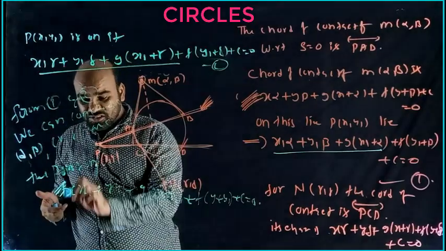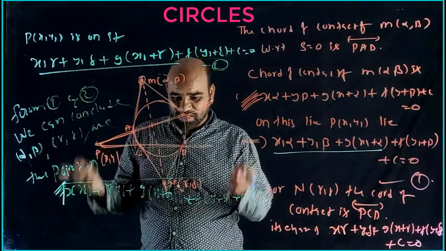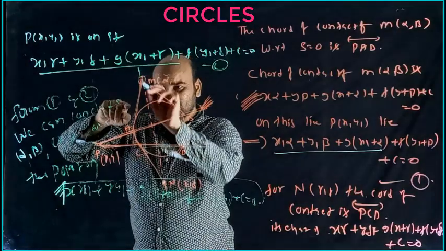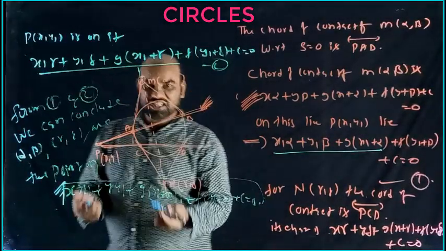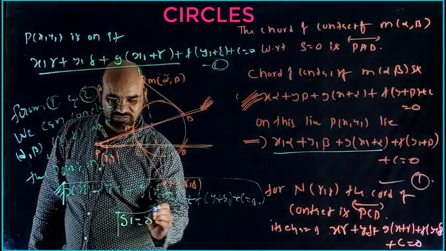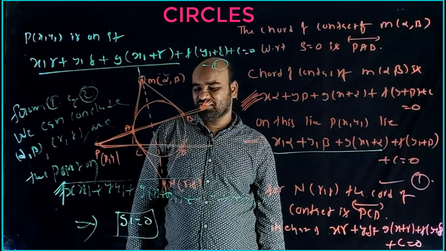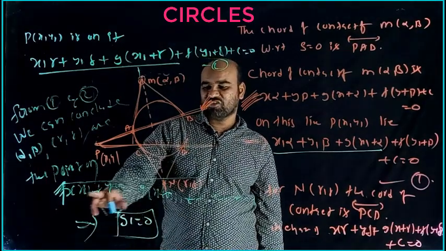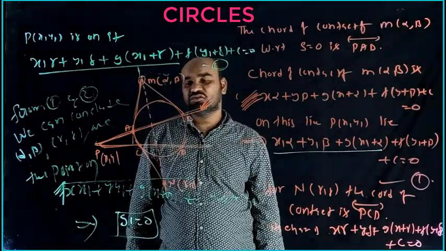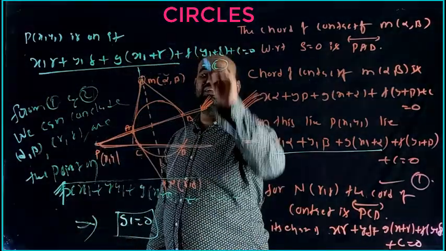What is the meaning of this? Alpha comma beta and gamma comma delta, two distinct points, are on the same straight line. Through two distinct points you can draw a unique straight line, no? So the equation of this straight line is nothing but S1 equal to 0 only. Understood? Therefore, the equation of the polar with respect to point P is nothing but S1 equal to 0, or xx1 plus yy1 plus g times of (x plus x1) plus f times of (y plus y1) plus c equal to 0. Don't confuse. This is a somewhat difficult concept.